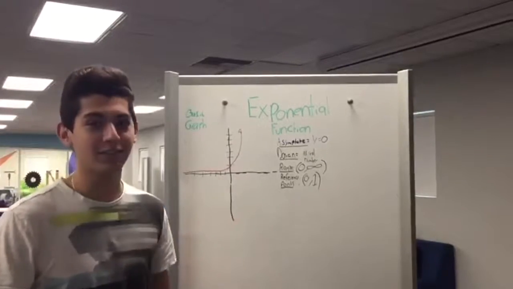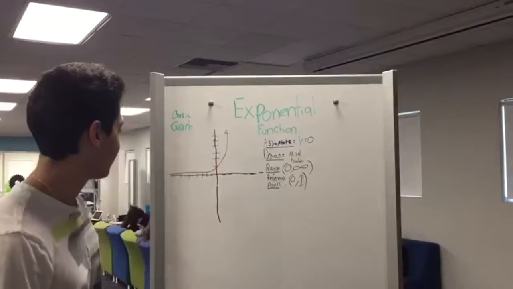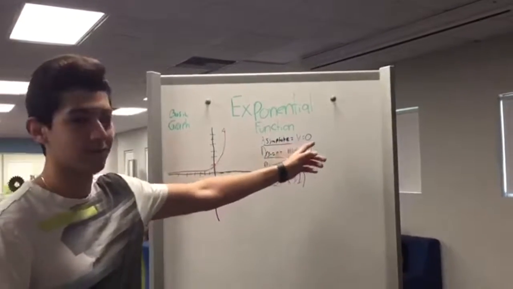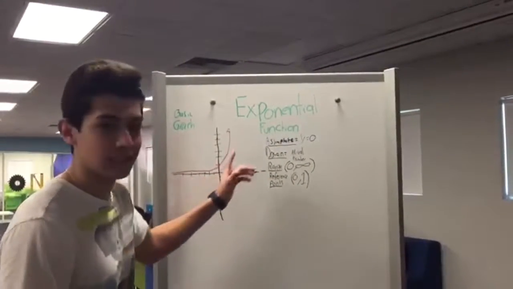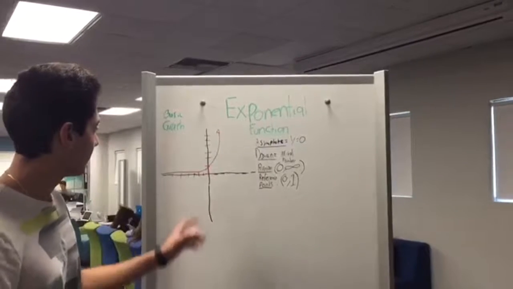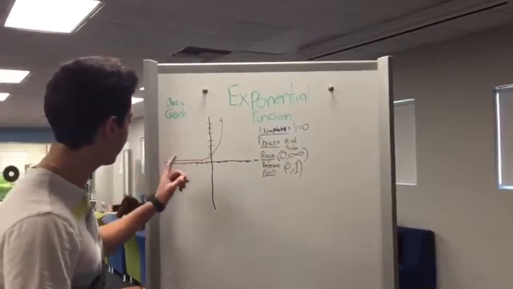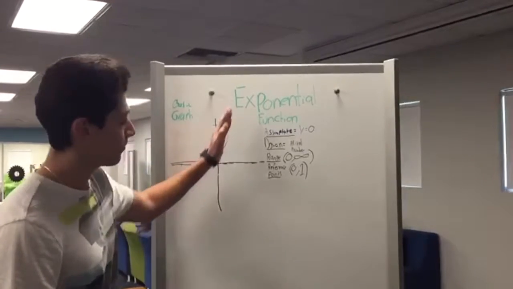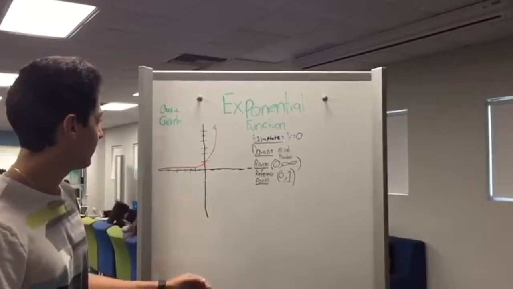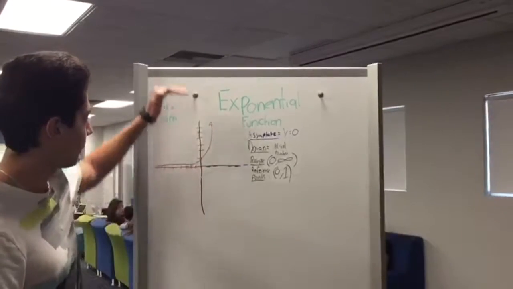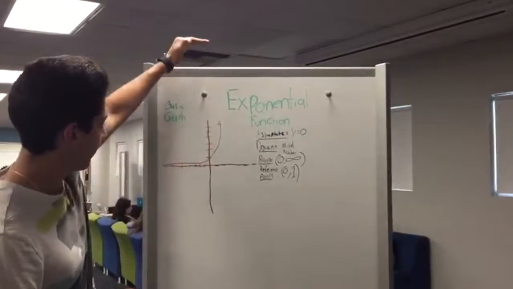So this is the exponential function basic graph. So here is the asymptote. The asymptote is at y equals 0, and the graph never touches the asymptote. The reference point is (0, 1), and the domain is all real numbers because it never touches the asymptote, and it goes up infinitely. Then the range is (0, infinity) because it goes up and never goes down.